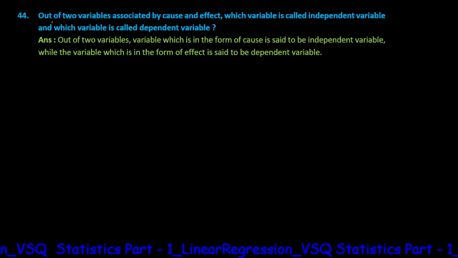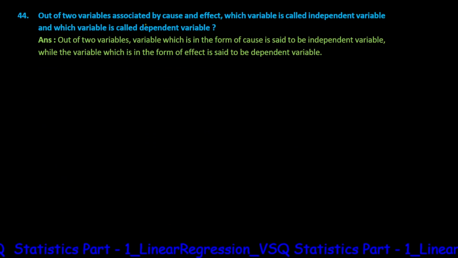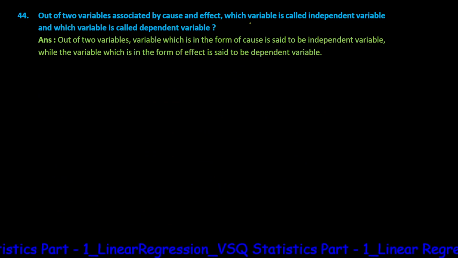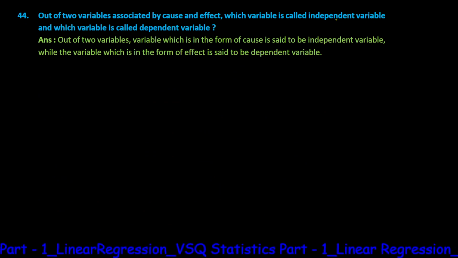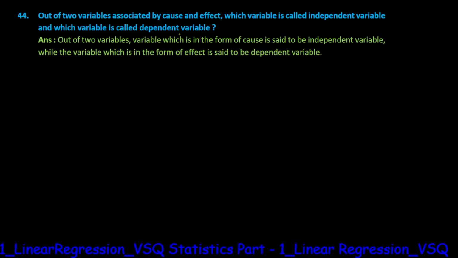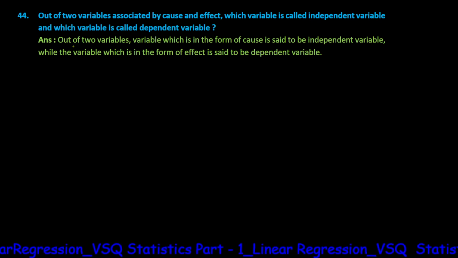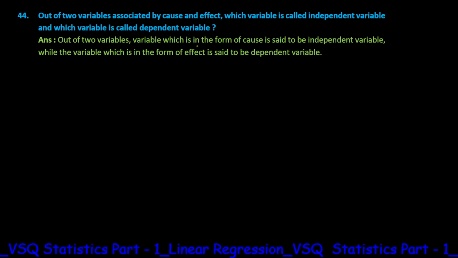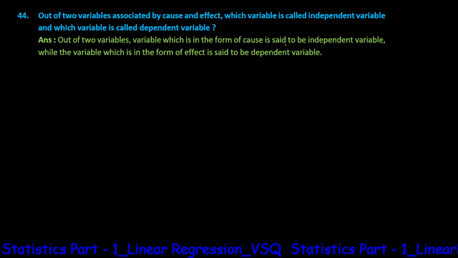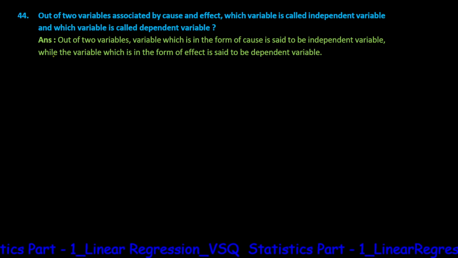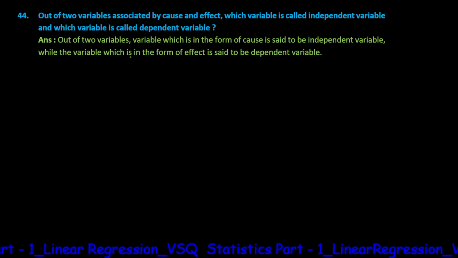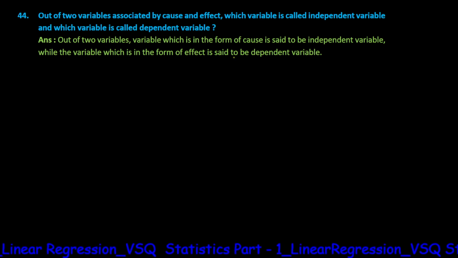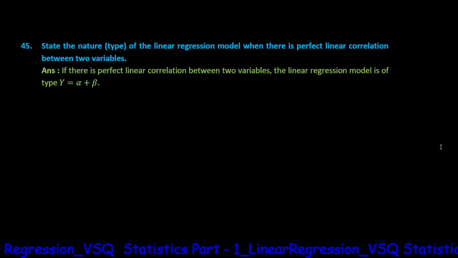Question number 44: out of two variables associated by cause and effect, which variable is called the independent variable and which variable is called the dependent variable? The variable which is in the form of cause is said to be the independent variable, while the variable which is in the form of effect is said to be the dependent variable.